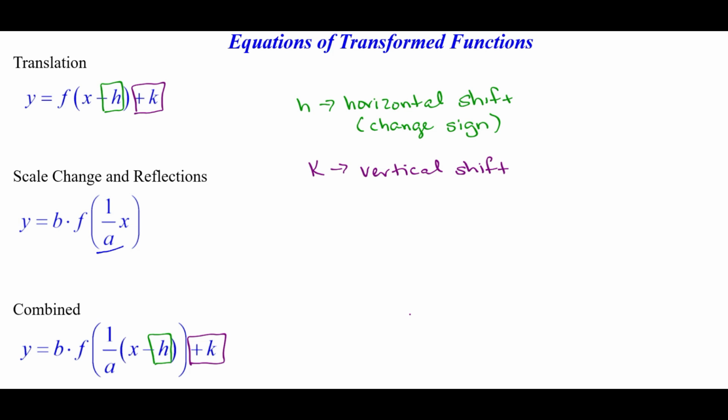The next thing that we're going to look at here is this 1 over a. So this is telling me what my horizontal scale change is. This is actually the absolute value of a. So first of all, my scale changes are always positive, so we have to take the absolute value.